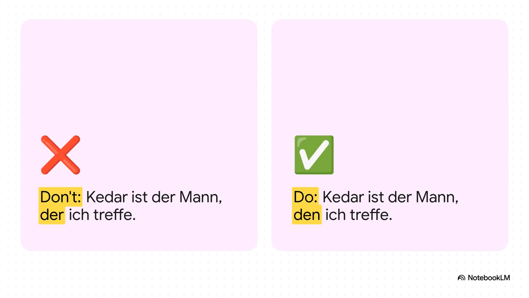Let's really zoom in on this number 1 mistake. It is so easy to look at der Mann in the main clause and think, okay, the pronoun must be der. But that's a trap. Remember, you have to mentally ignore the main clause for a second. Look only at ich treffe. Inside that clause, the man is the object, which means he must be accusative. He must be den. Always check the job inside the new clause.